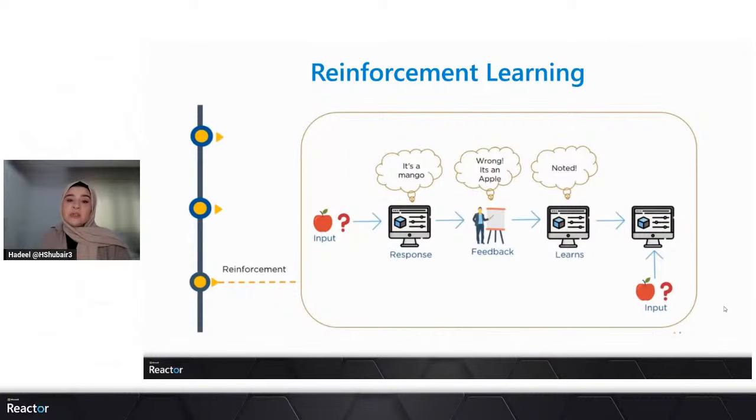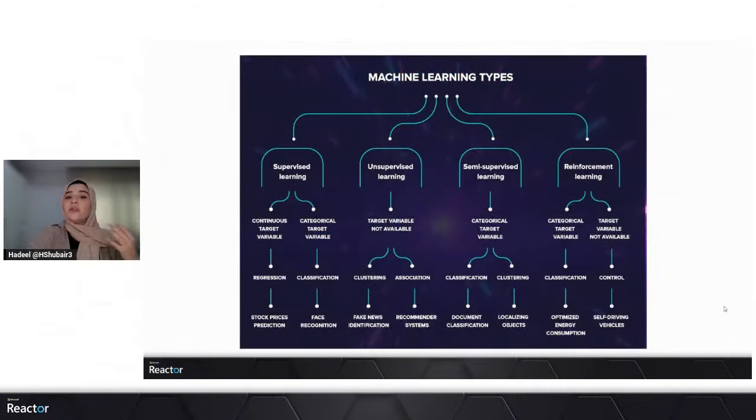This type is really used in, let's say, self-driving cars, such as Tesla, that we see nowadays. Tesla learns on the data that you feed it and based on the feedback and the response that you give it. So as I mentioned, these are the different types of learning that we have.